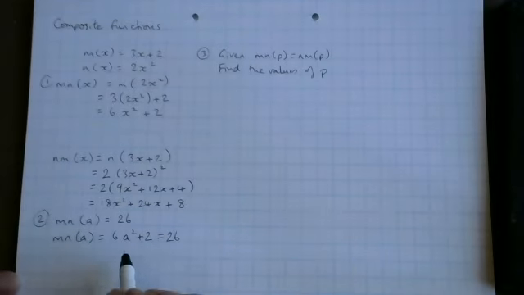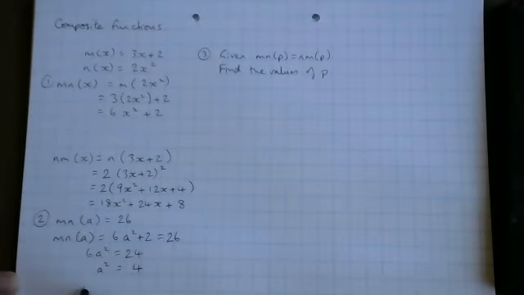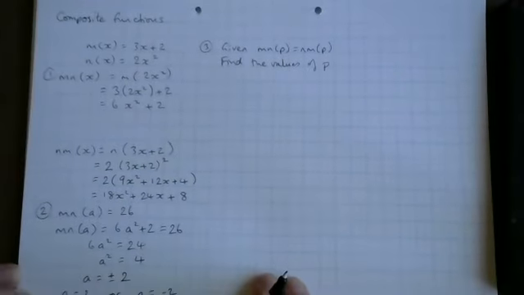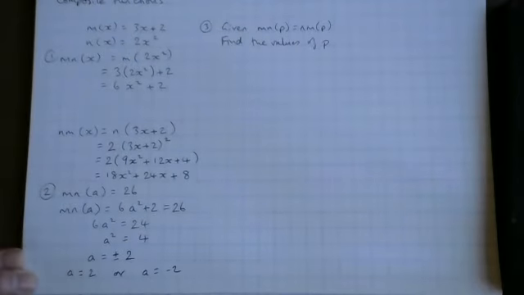Let's rearrange this equation. 6a squared equals 24. That implies a squared equals 24 over 6, which is 4. And that implies a equals plus or minus 2. So the values are a equals 2 or a equals minus 2.